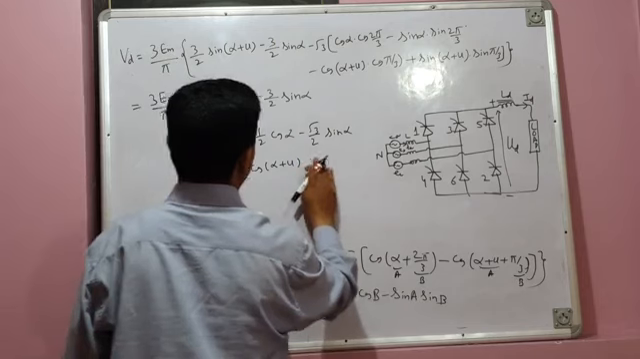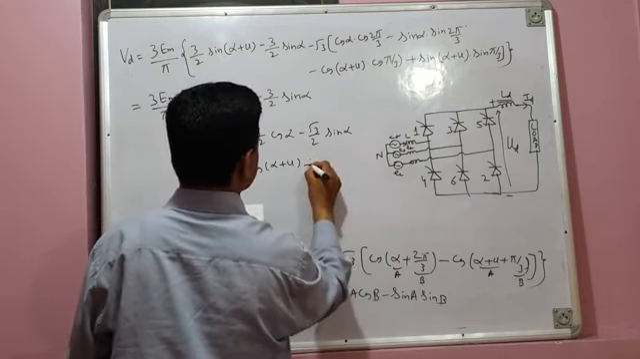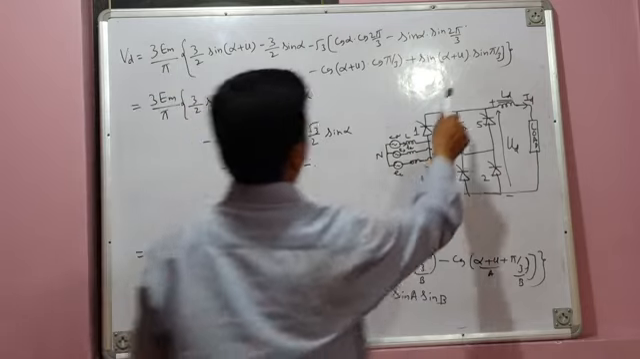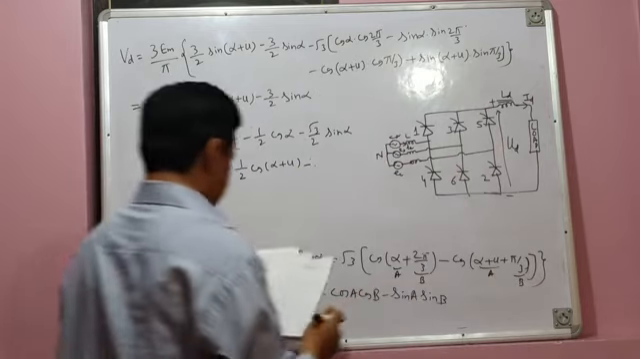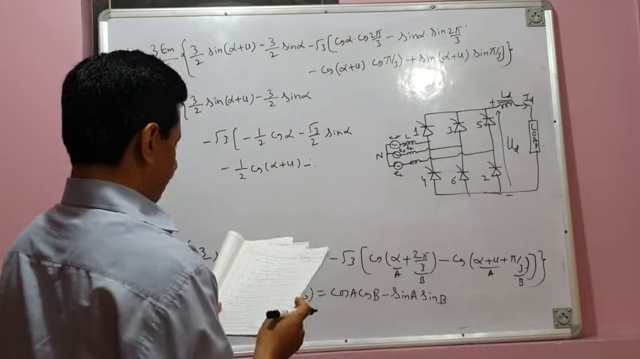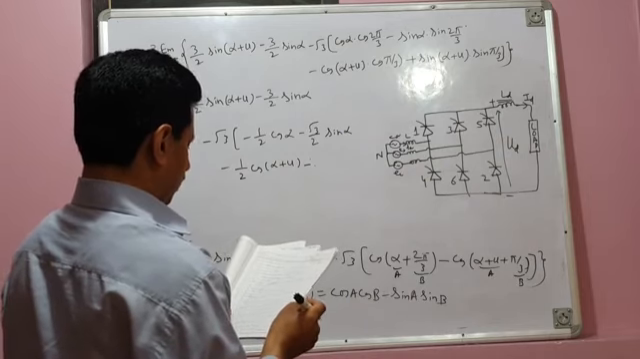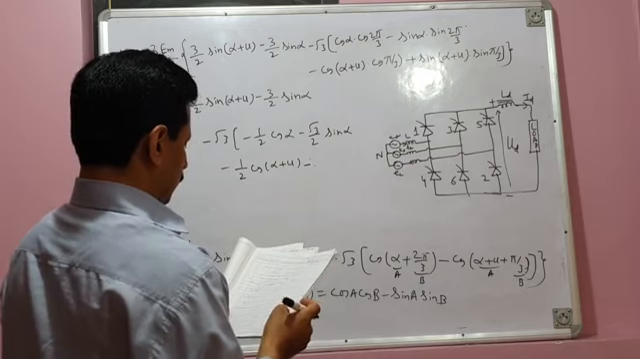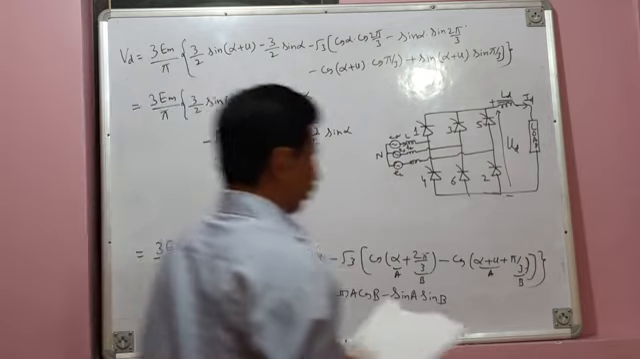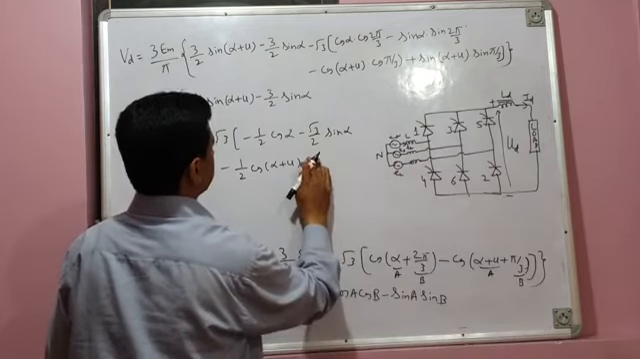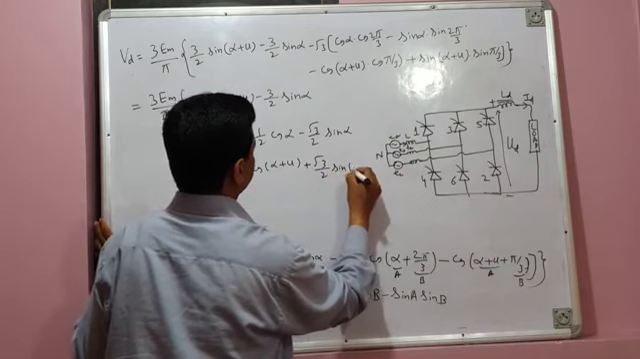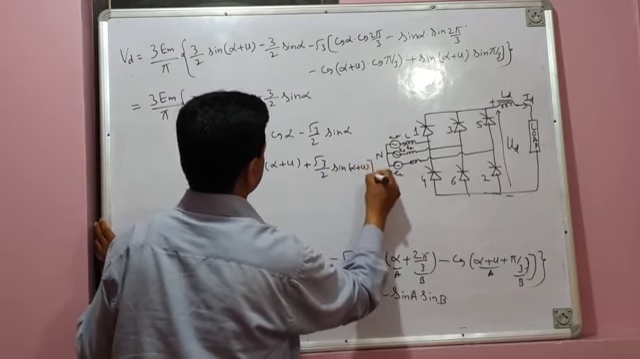Minus root 3 by 2, so this is minus sine pi by 3 and sine alpha plus u. So it is root 3 by 2. So it is plus root 3 by 2 sine of alpha plus u. That's it.